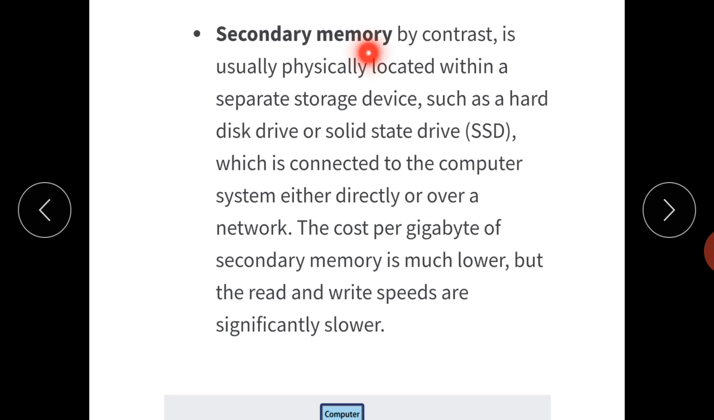Now we will come to the secondary memory. Secondary memory is permanent memory in which all the instructions and data are stored permanently, right? In primary memory, sometimes it is temporary, but some things are permanent in that. But secondary memory is completely permanent. The cost per gigabyte of secondary memory is much lower, but read and write speed is slower than primary memory. It is less expensive.